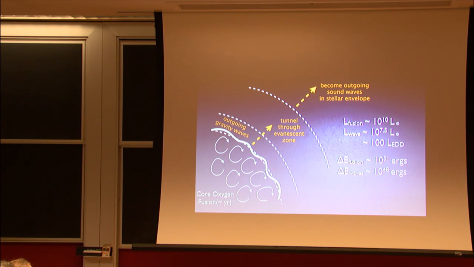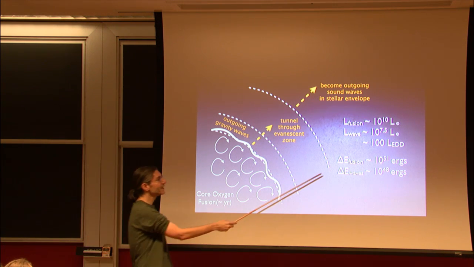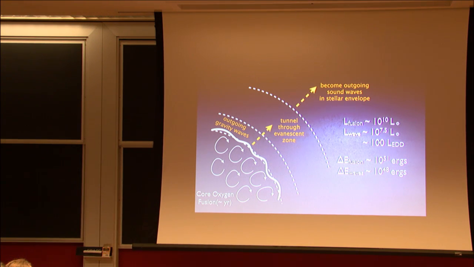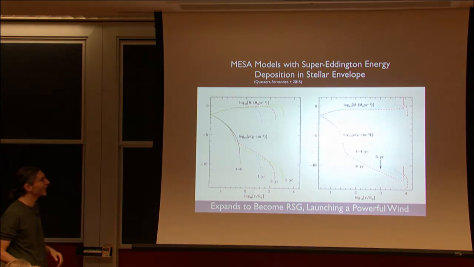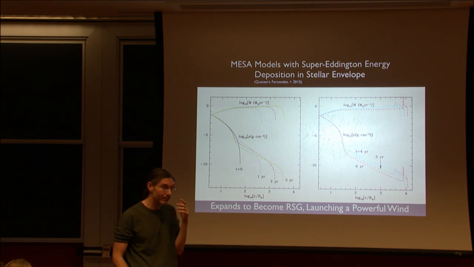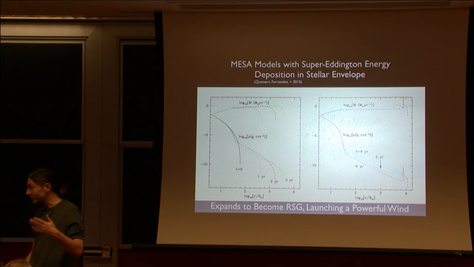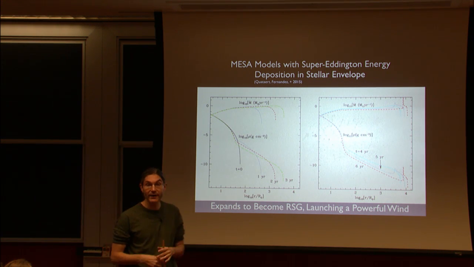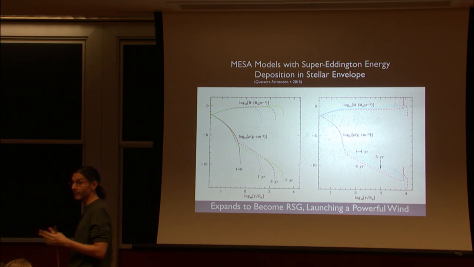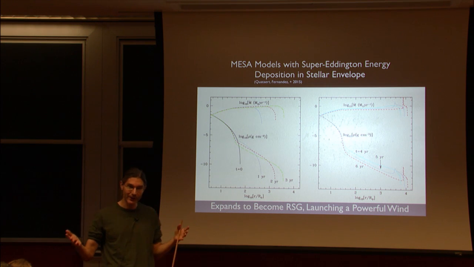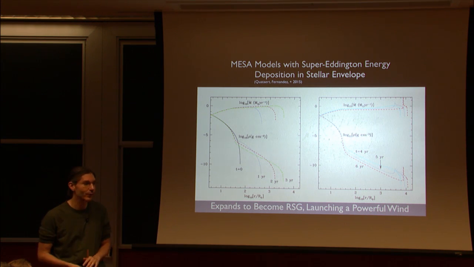So what happens if you dump this much energy into the envelope of a star? I think you can probably guess. The answer is that you blow away the envelope. You can actually do real calculations of this. This is an example done with the MESA stellar evolution code that Scott referred to. MESA now has the ability to solve the time-dependent equations of hydrodynamics, so you can actually study stellar winds with MESA, not just hydrostatic stellar evolution.